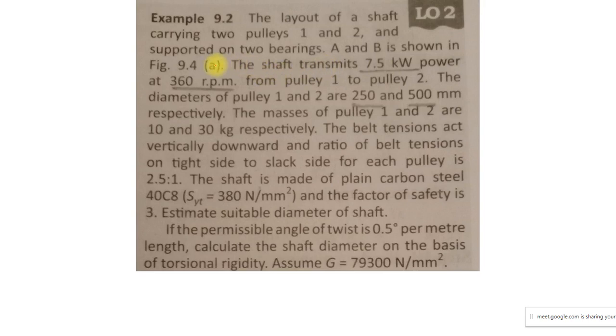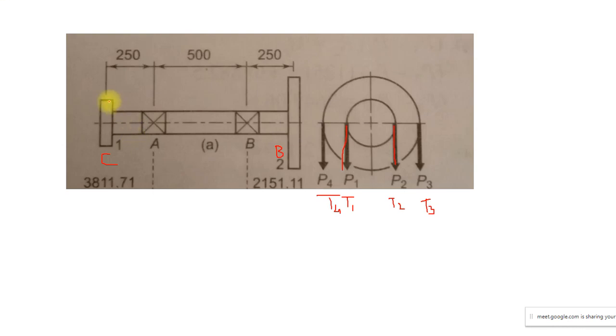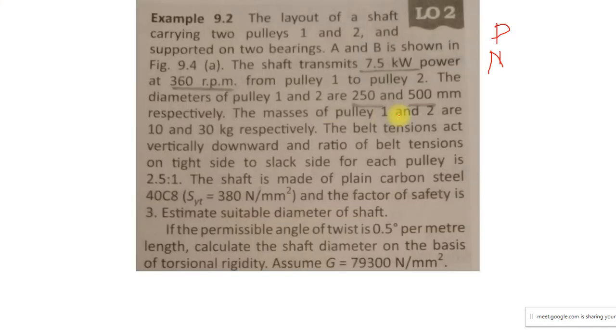Coming back to the question, as per the diagram, there are two pulleys, pulley C and pulley D, outside the bearings A and B. Then they have given the data. The shaft transmits 7.5 kilowatt power P, and they have given the N value: N is equal to 360 RPM. The power is transmitted from the motor through pulley C, along the shaft, to pulley D. That is what is given in the problem.